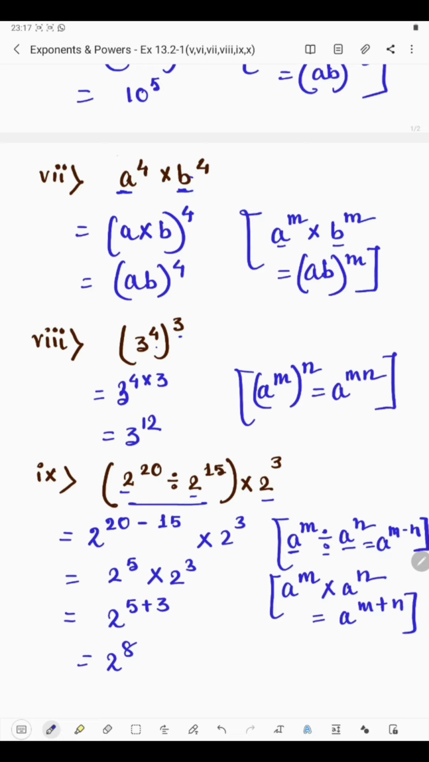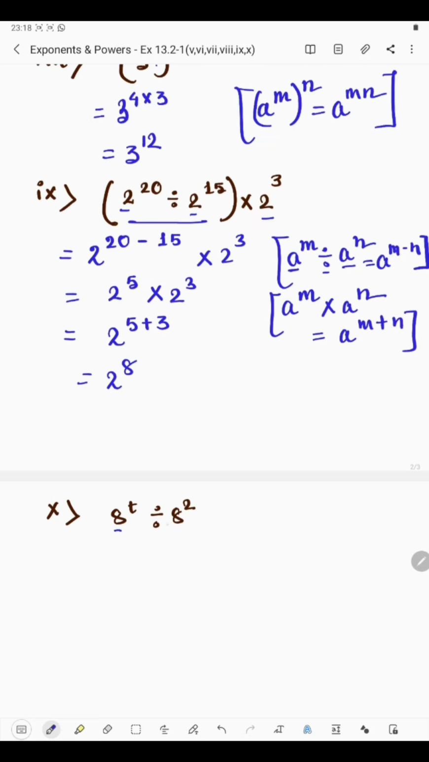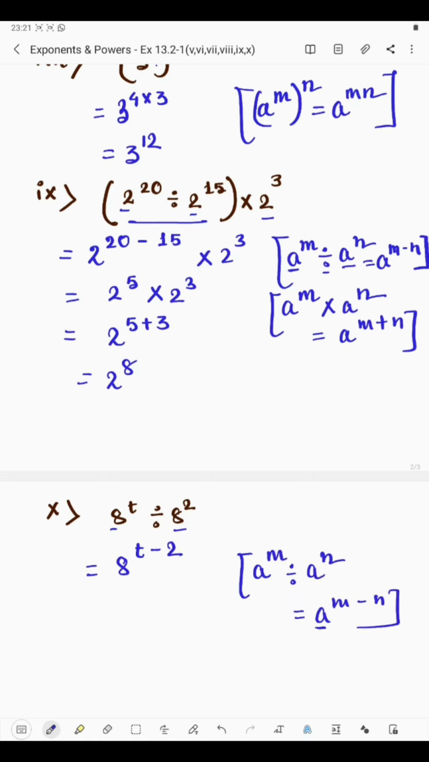Okay, now coming to the last part. Now in the last part we have same base and in between divide sign is there. When we have same base and in between divide sign is there, then powers will be subtracted. Okay, so according to this law, first we will write base which is 8 here, then powers will be subtracted, so it will be t minus 2. Now we cannot further simplify it, it will remain like this.